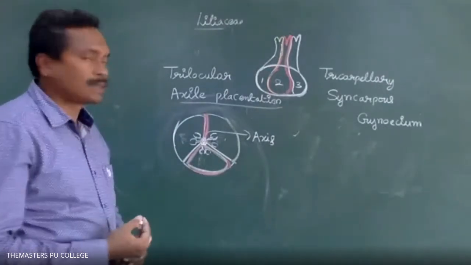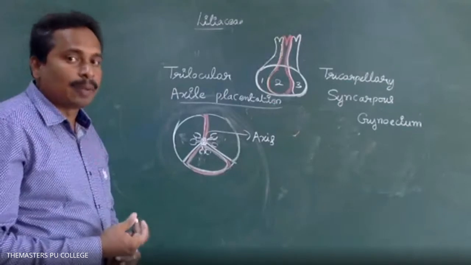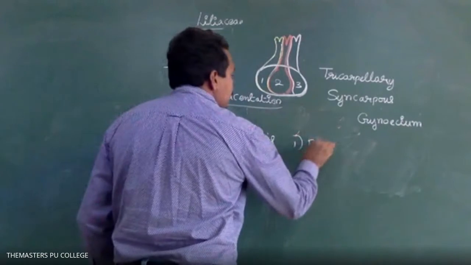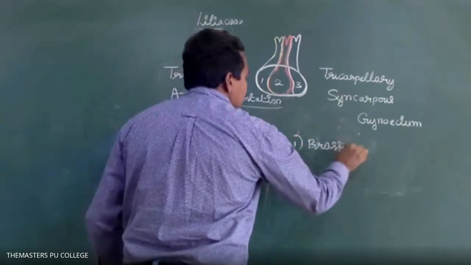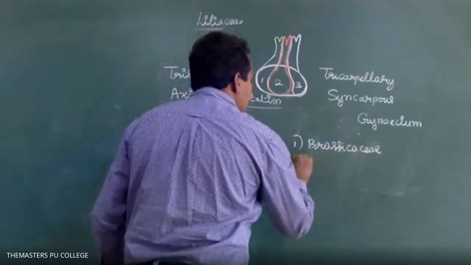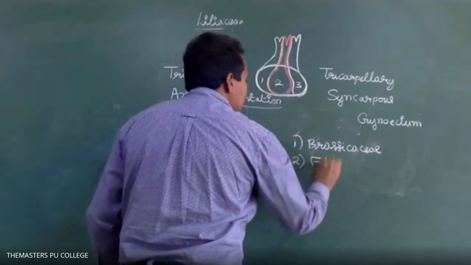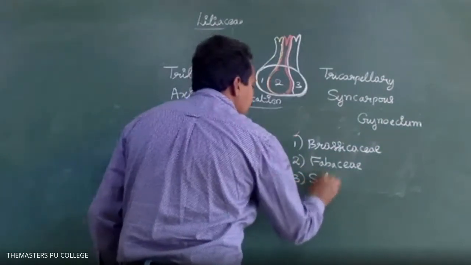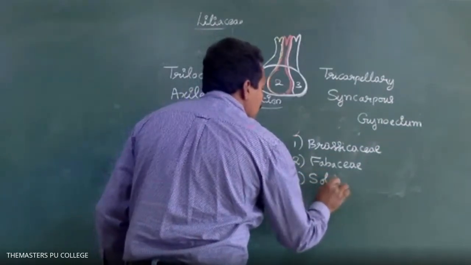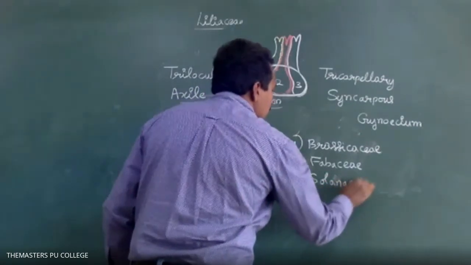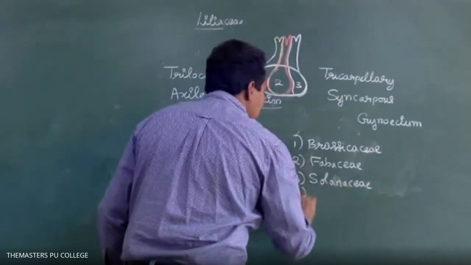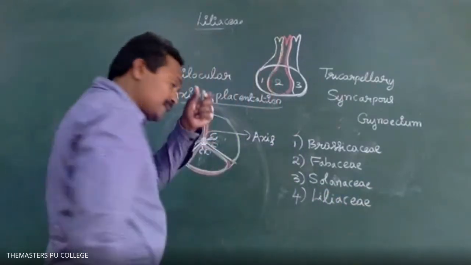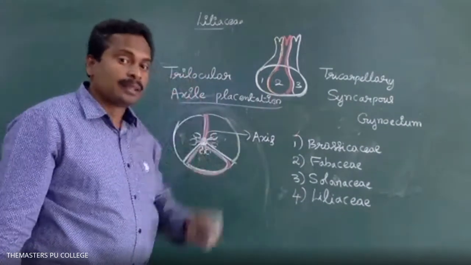Trilocular syncarpous axile placentation is seen in which family? Option 1 is Brassicaceae. Option 2 is Fabaceae. Option 3 is Solanaceae. Option 4 is Liliaceae. What is the answer for this question? Please message me the answer. Very good. The Liliaceae family.